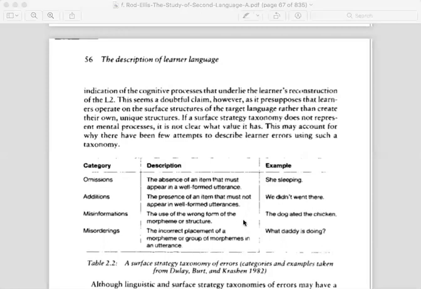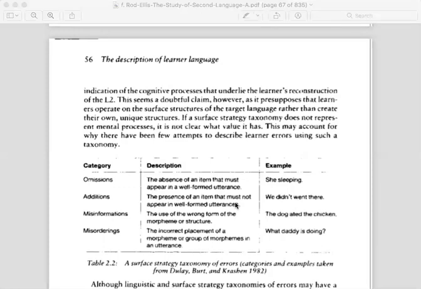Here, in addition, you can see the example. We did not go there. Actually, it's a problem here. But the example that I have given you is more appropriate when just a phoneme is added and something that is not needed is added there.